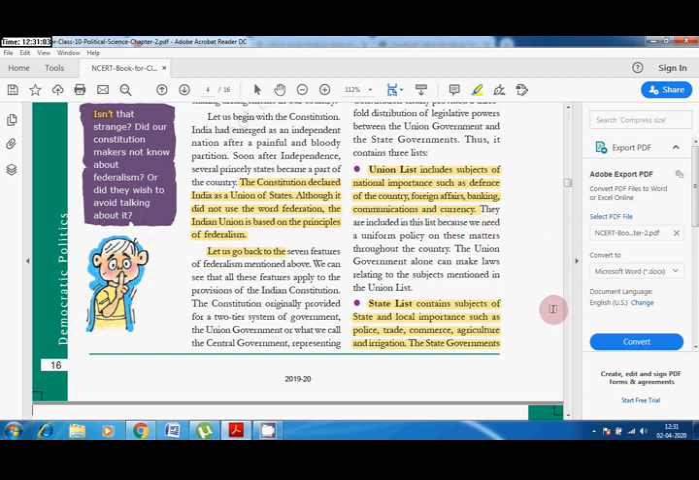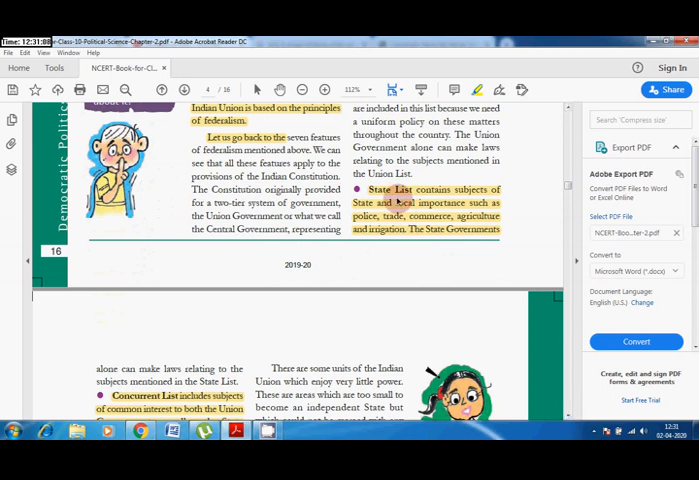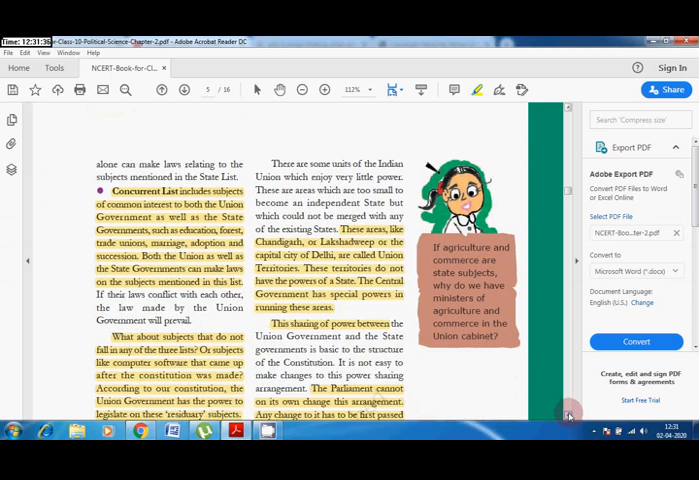Then number 2 is the state list. State list, as the name suggests, is the list for the states. The subjects mentioned in this state list are covered by the different state legislative assemblies, or we call them the Vidhan Sabha. And which are these subjects? Police, trade, commerce, agriculture, irrigation and even education also. Education is in the concurrent list where both state and central government can make laws. So now we'll see the third list.